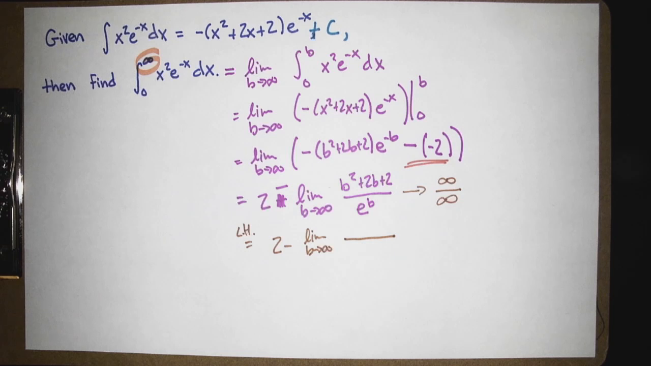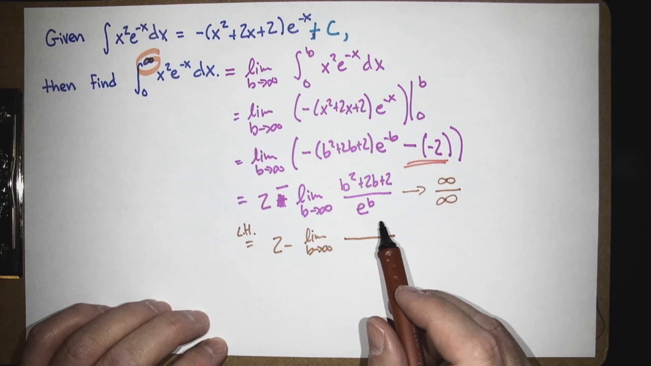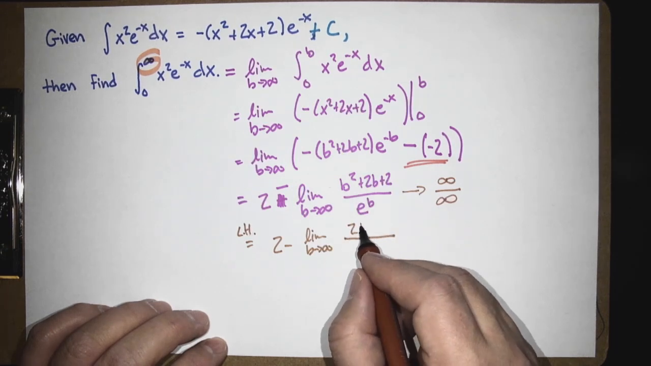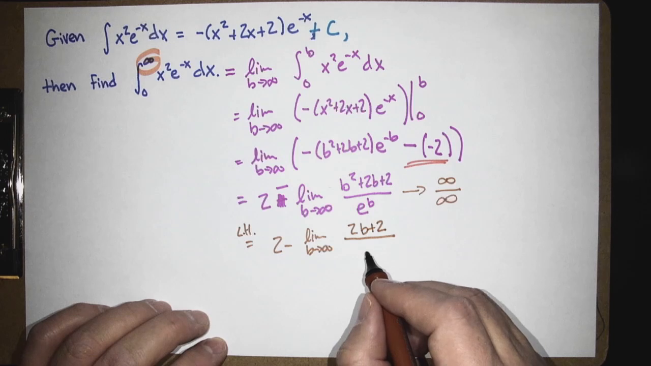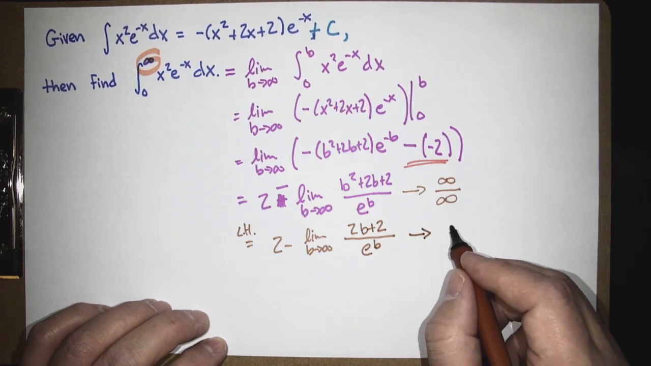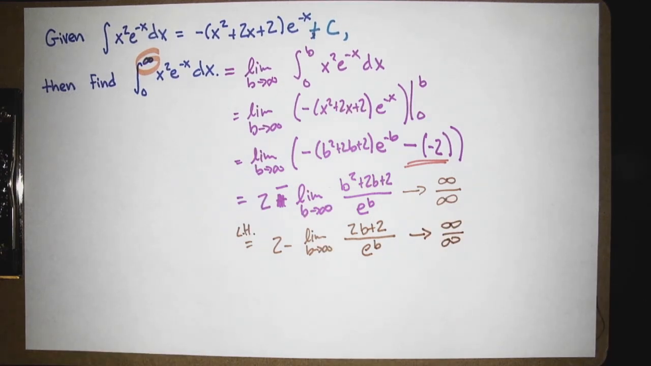What do we do with l'Hôpital? It's a fun way to take derivatives of a fraction. Yeah, you take the derivative of the top and you take the derivative of the bottom. It's not a quotient rule. Oh, okay. Derivative of the top, 2b plus 2. Derivative of the bottom, e to the b. And what does this do? This goes to infinity over infinity, which means more work. L'Hôpital. Oh, l'Hôpital.